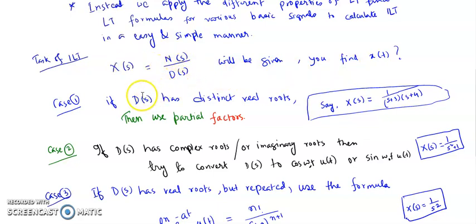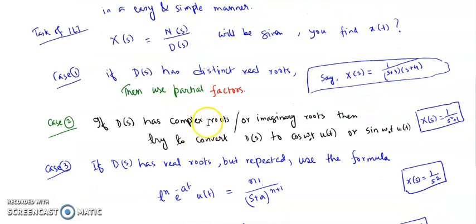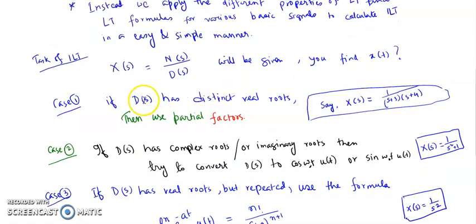So for solving this inverse Laplace transform, we can look at the denominator function D(s), and based on D(s) we can select different approaches for solving the inverse Laplace problem. The first one is case 1. Here, if the denominator function D(s) has distinct real roots, then we can use partial fractions.